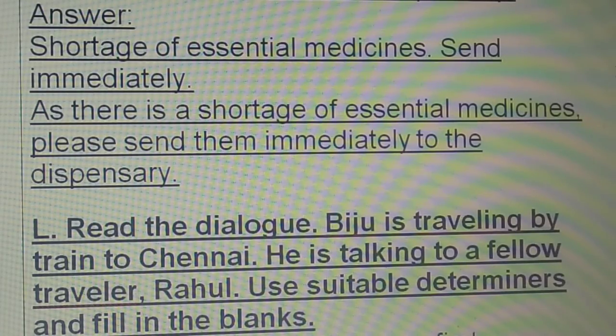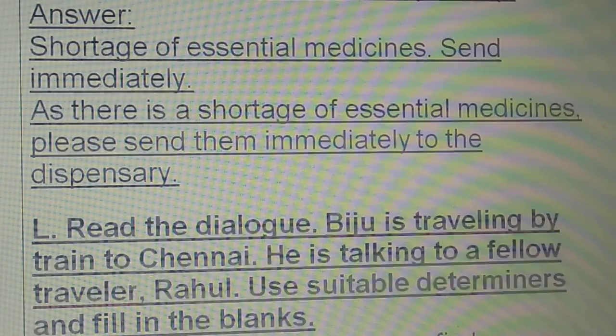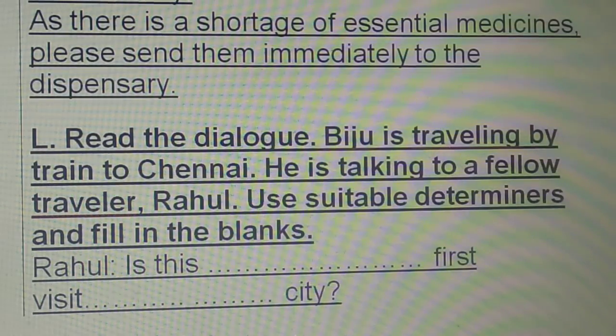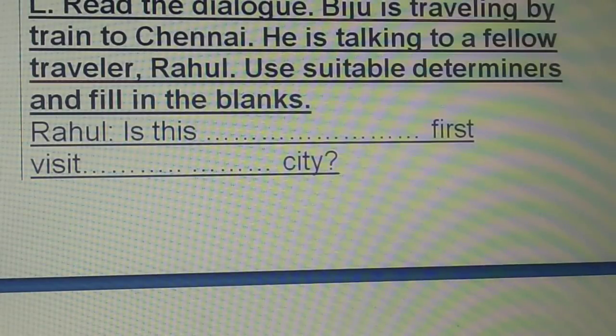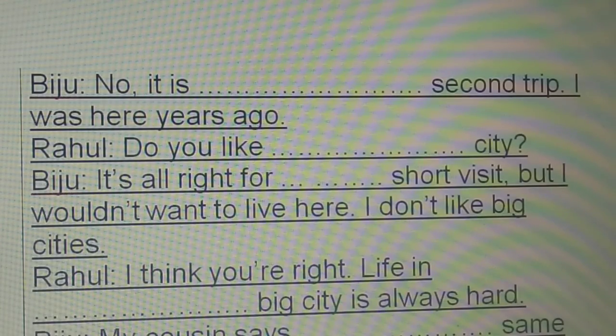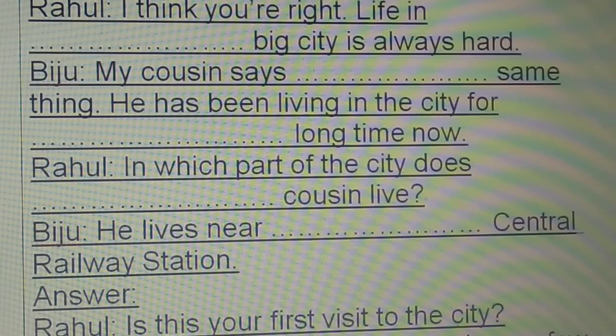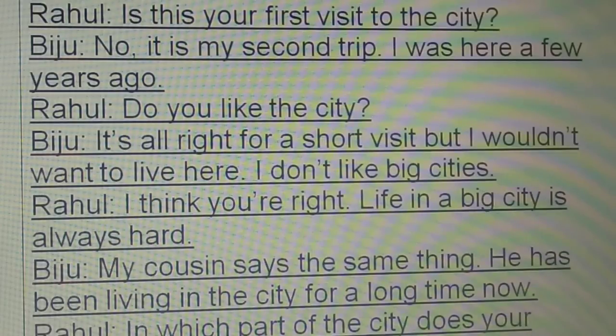Next is a question where you have to use determiners. Read it carefully, children. Go through it very carefully. Are you reading it? Okay, very good. Please read it very carefully. Otherwise, you cannot answer, children.